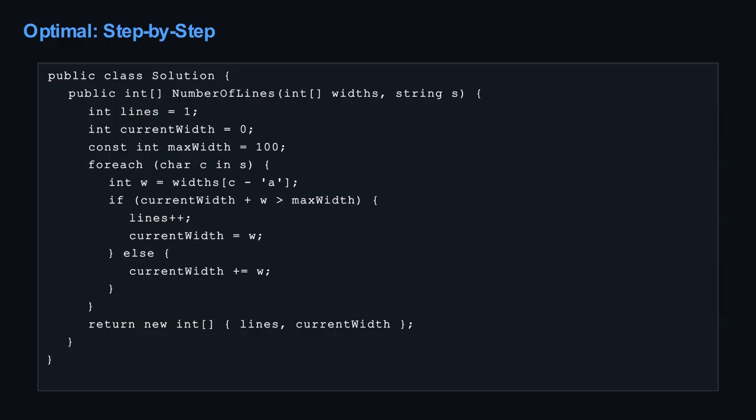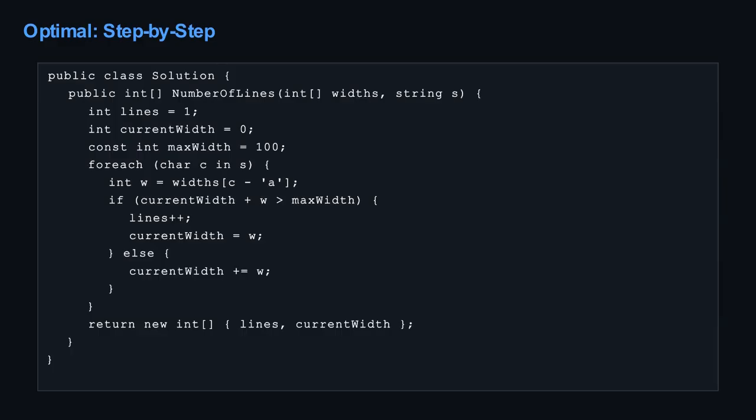Next, we pick B. Its width is 10. We check. 10 plus 10 is 20. 20 is not greater than 100. We add 10. Now line count is 1 and current width is 20. We continue this for C, D, E, F, G, H, I, and J. Each time we add 10. After J, our current width is 100. Line count is still 1.